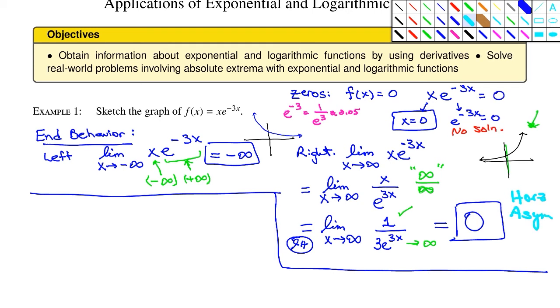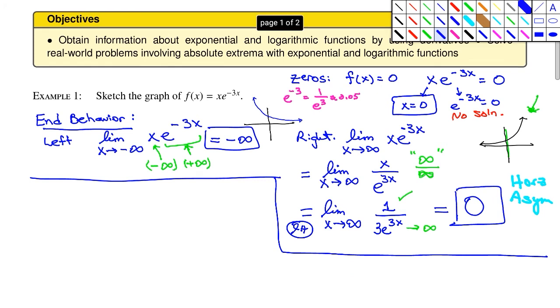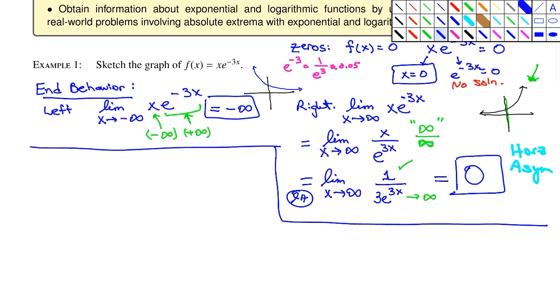And the left side does not have a horizontal asymptote. It goes to negative infinity. All right, next we need some derivatives. So I'm going to go ahead and take a derivative here.